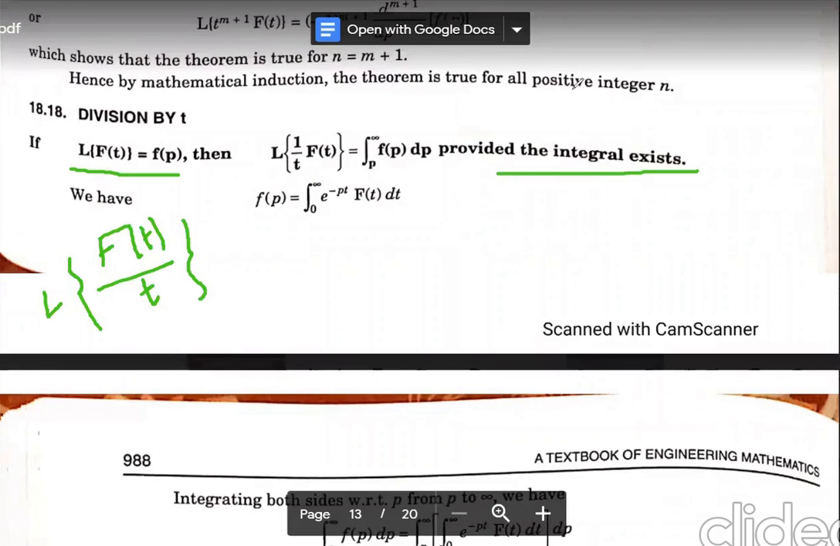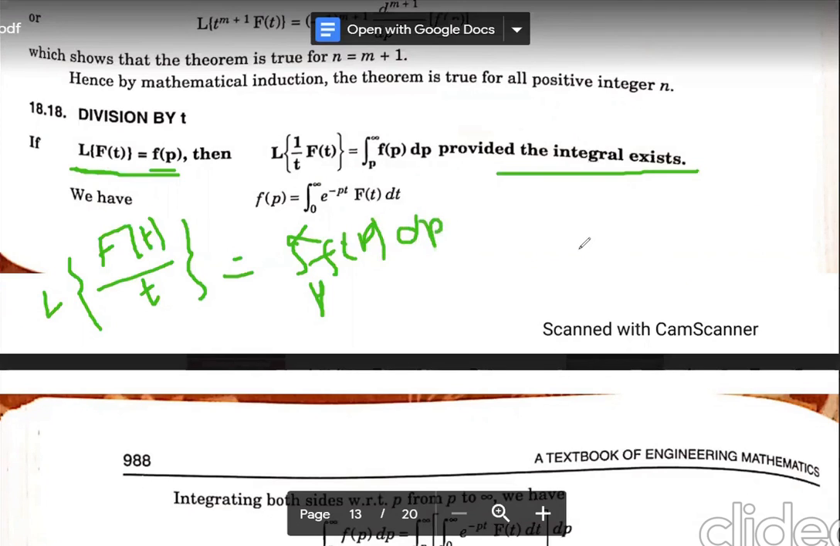So if you know the Laplace transform of f of t is F of p, then the Laplace transform of f of t by t is equal to what? The integration from p to infinity of F of p dp. Integration from p to infinity, not 0 to infinity this time. Already we have got the Laplace transform of f of t as F of p, and dp, provided this integral exists.